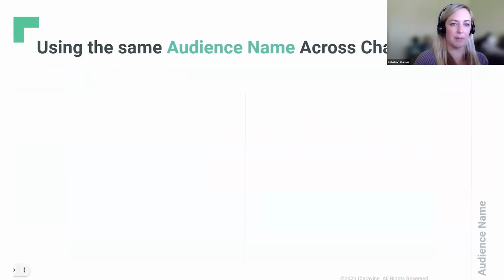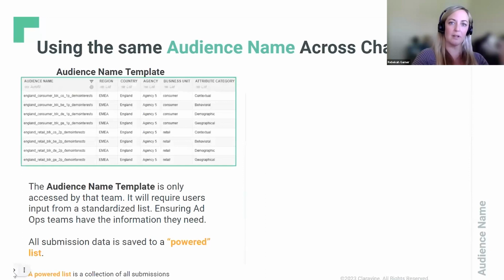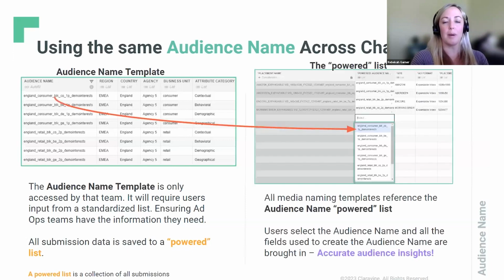And then seeing this side by side again, template 1, audience name template. They have to fill in what the specific targeted audience details are that they know. Clicking submit saves to a powered list that is then referenced and looked at by all of the other teams. In this example, a placement name creation. Pick that powered list value, fill in the other fields to make a correct and fully baked out placement name. We're saving clicks, saving errors, and saving blanks.